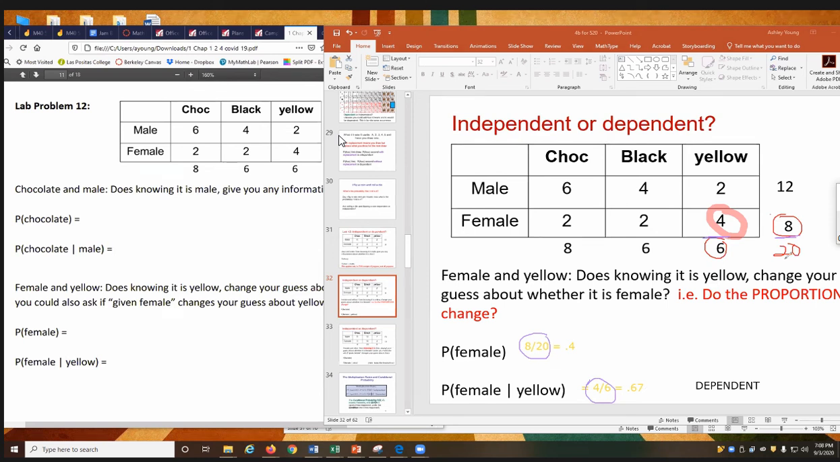Does that make sense for folks? 4 over 6, I'm going to compare 4 over 6 to 8 over 20 and see if they're the same. So just divide them, right? Get a whole bunch of decimals, give yourself 3 or 4 decimal places, and see if they're the same. And again, you're going to see that they are dependent. They're not the same. Because the proportions change when you know it's yellow.